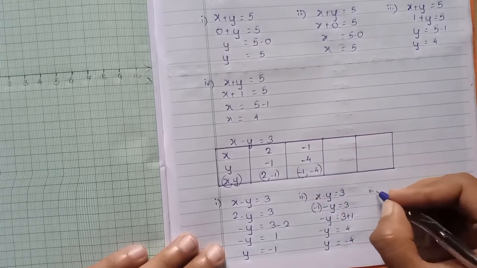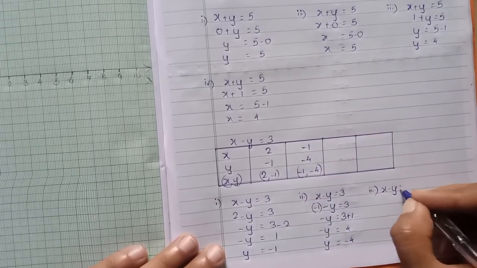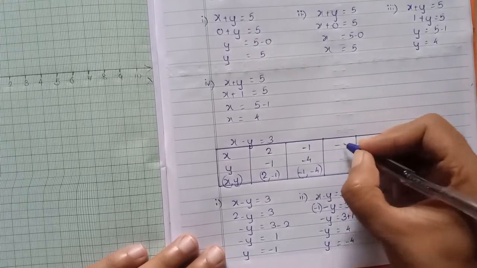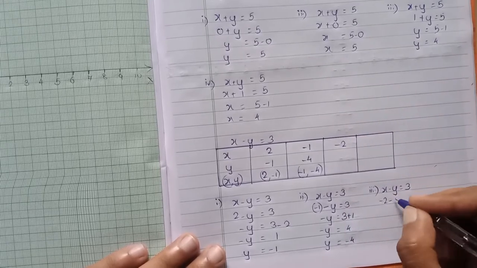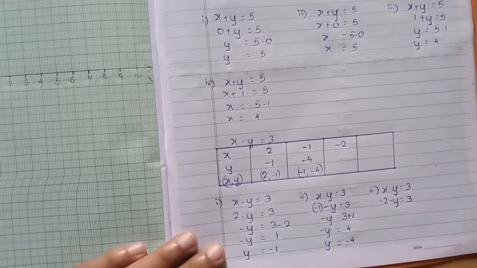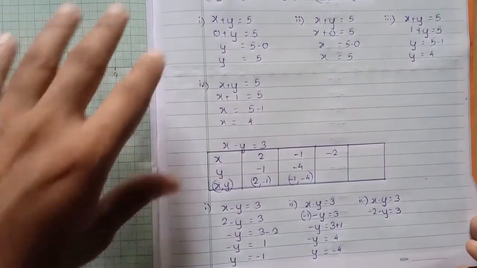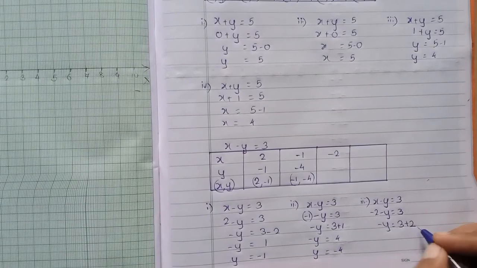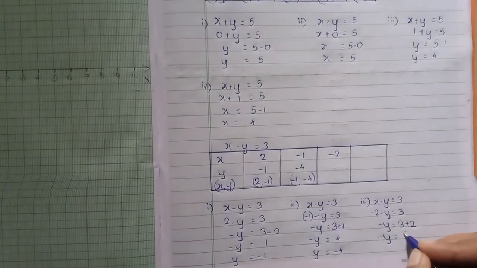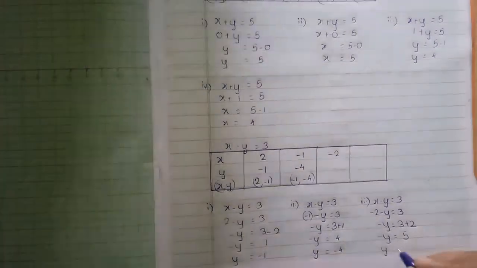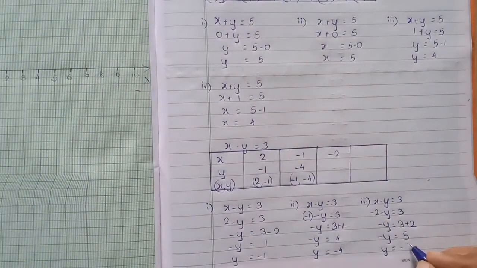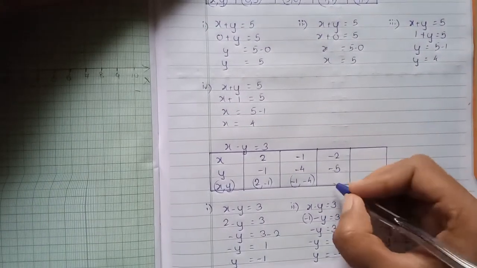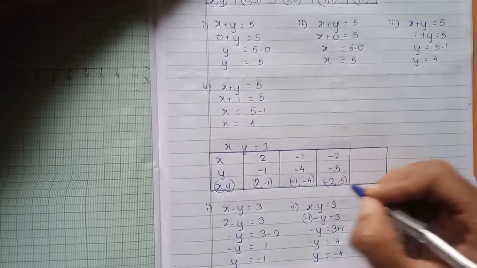Let's go for the third point. x minus y is equal to 3. Suppose I take x as minus 2. You can take any number. I just want the points to be distinct, so I am not taking 0, 1 here. Minus 1, 3, minus 2 will become plus 2, minus y equals 3 plus 2, 5, minus sign goes there, y is equal to minus 5. So we have the third point, minus 2 comma minus 5.